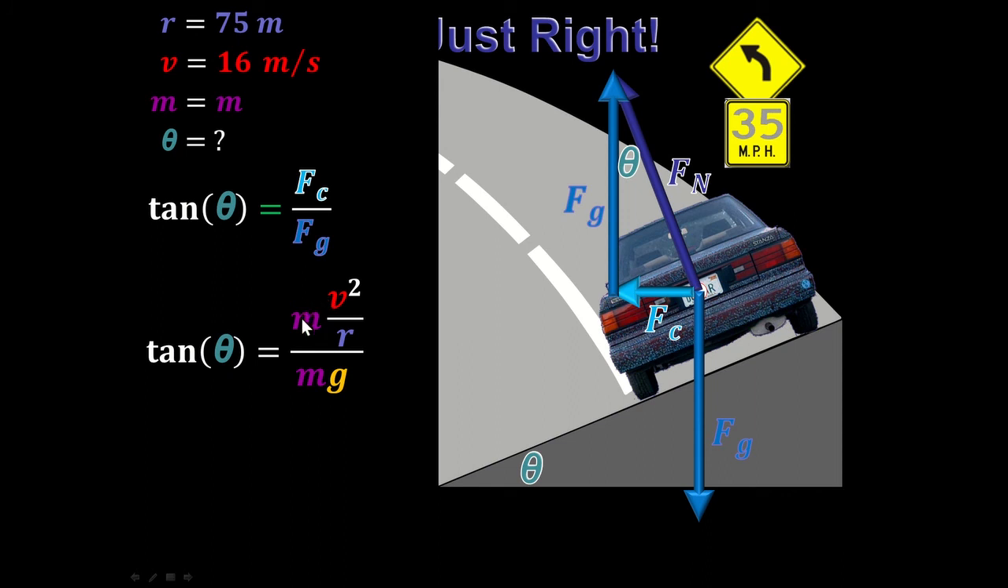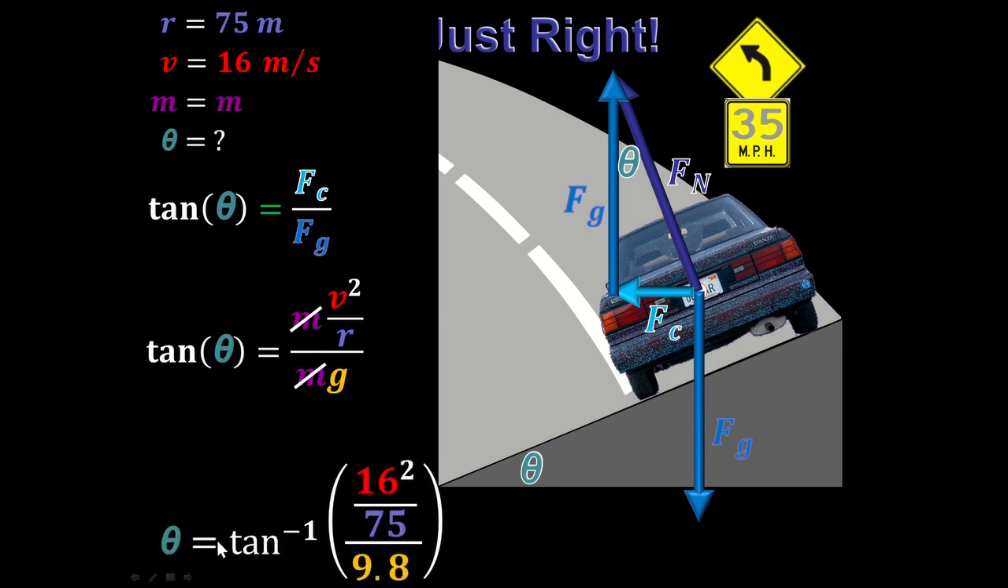The centripetal force is mv squared over r. The force of gravity is mass times gravity. And I said the mass is equal to m, and that's because it cancels out right here. Which means when we calculate this angle, it's going to work for a motorcycle, it's going to work for a semi-truck, it's going to work for a Tesla. It's all going to work because it doesn't matter what mass it is.